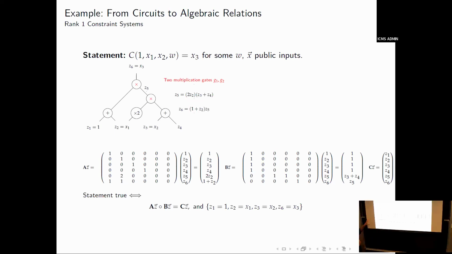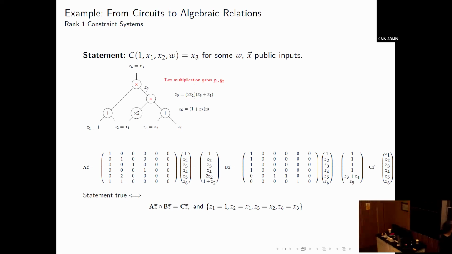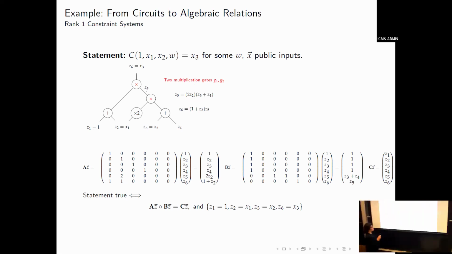Okay, so we can write this computation, the circuit, and the statement that we want to make, that this evaluates to x3, in this form. We are saying that there exists a witness Z such that this relation is satisfied. This is called a rank 1 CS relation. And the public inputs are correct.